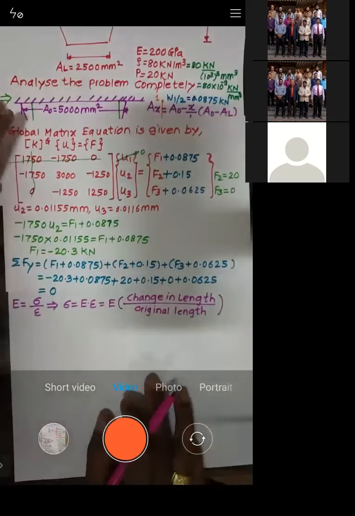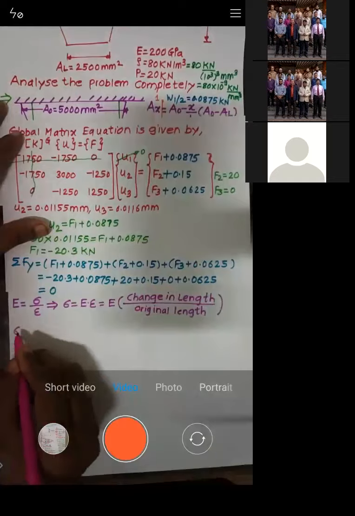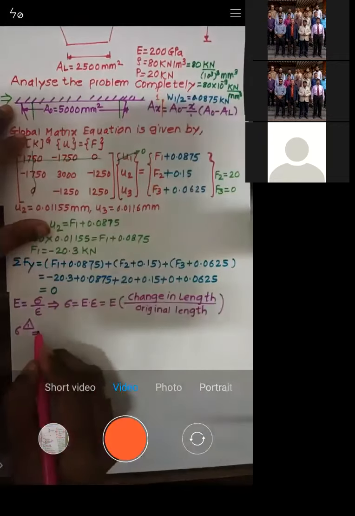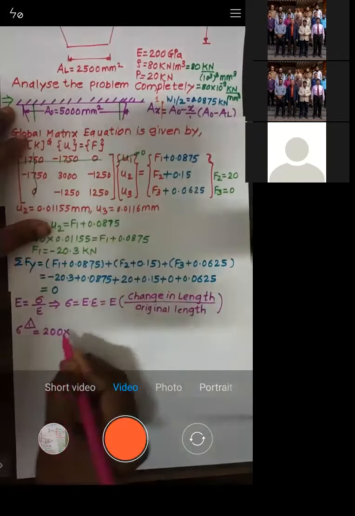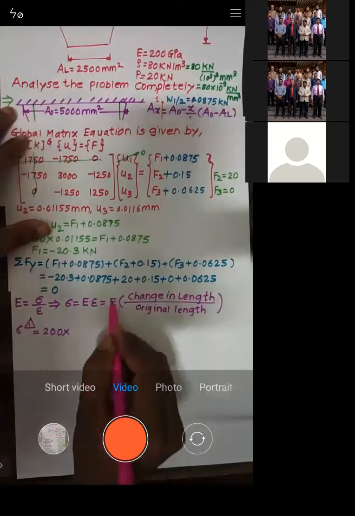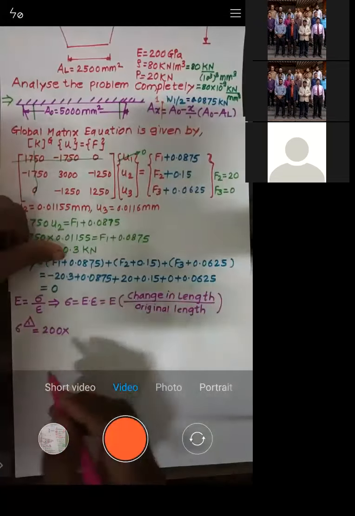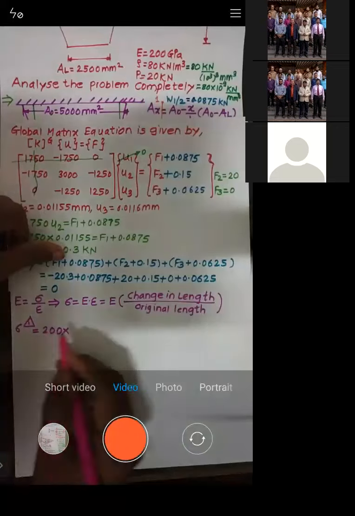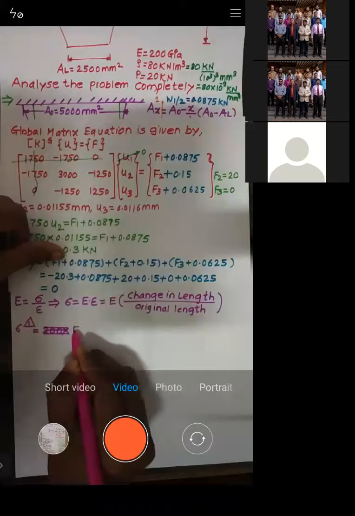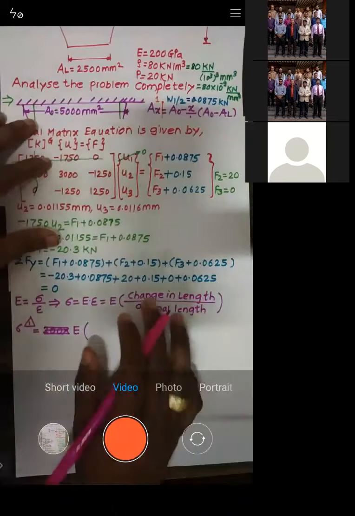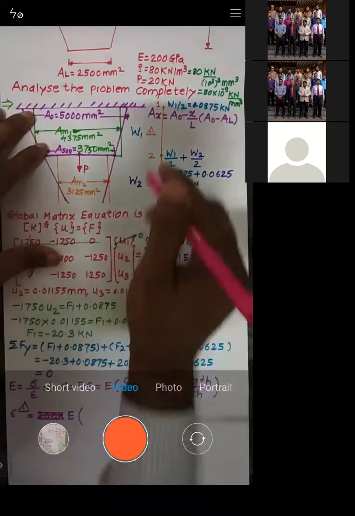So let's calculate stress induced in element number 1. The modulus of elasticity is the same for the entire problem, that is 200. I will first write down the formula. So stress is given by E into change in length of element number 1. How will we calculate the change in length of element number 1?